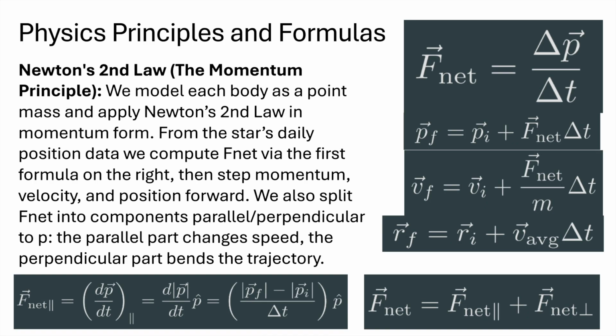So, the physics principles and formulas. Newton's second law: we model each body as a point mass and apply Newton's second law in momentum form. From the star's daily position data, we compute Fnet via the first formula on the right, then step momentum, velocity, and position forward. We also split Fnet into components parallel and perpendicular to p. The parallel part changes speed, the perpendicular part bends the trajectory.